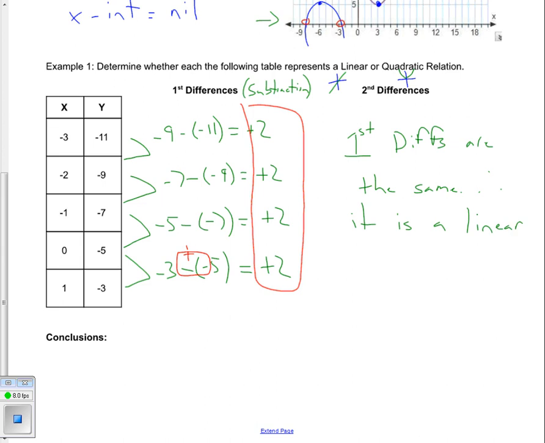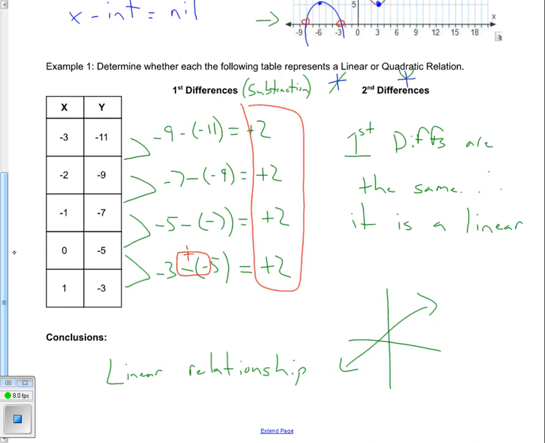Okay? So anytime that the first differences are the same, it is going to be a linear relationship. Okay? So the conclusion is that it's a linear relationship. So if I was to actually graph this on an xy coordinate system, what I would end up having is something that looks like that. Okay, it's going to be going up.